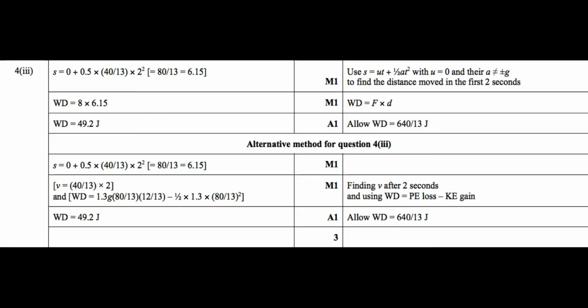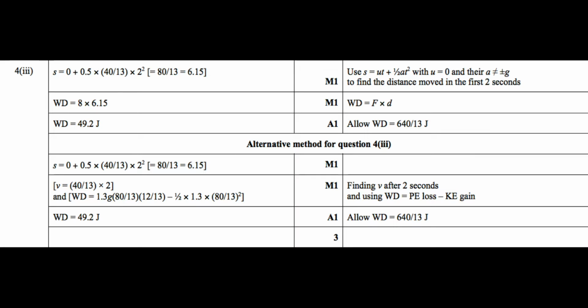So work done equals F times D. F is the frictional force, 8, and the distance is 6.15. So the work done equals 49.2 joules. For the second method, same thing, we find S after 2 seconds, and then we find the work done by the difference between potential energy loss minus kinetic energy gain. The distance after 2 seconds is again 6.15 meters.